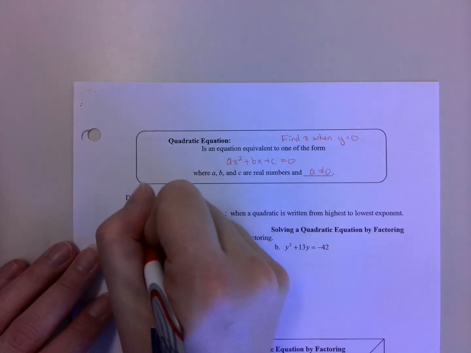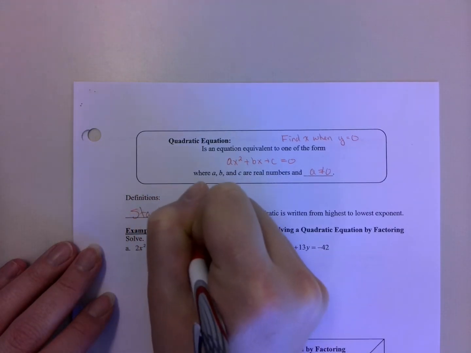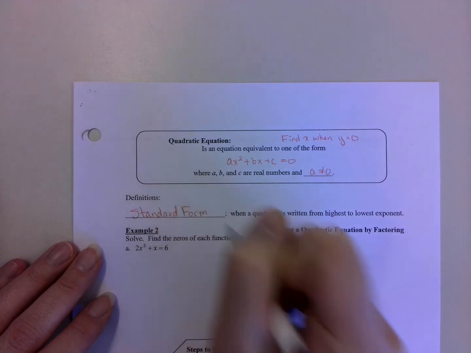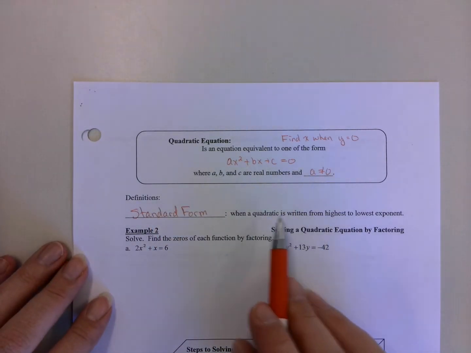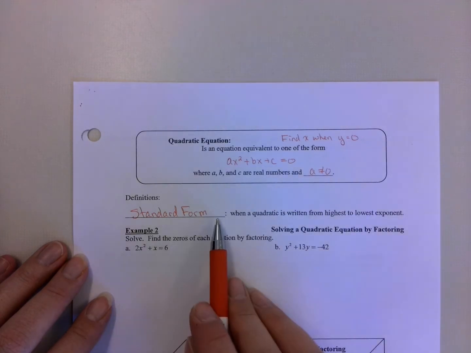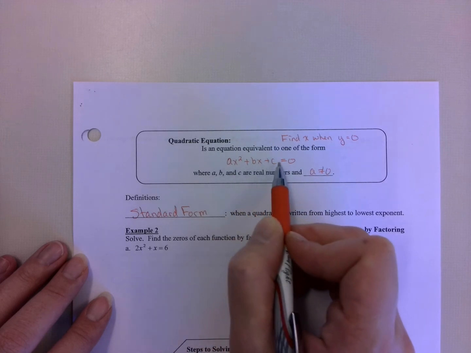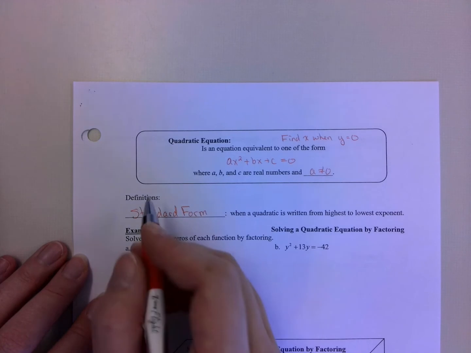Okay, standard form is what we've been working on as we've talked about quadratics. So in standard form, when a quadratic is written in highest to lowest power, that's what we want in standard form. And so this is standard form. Power 2, power of 1, and this is really c times x to the power of 0.